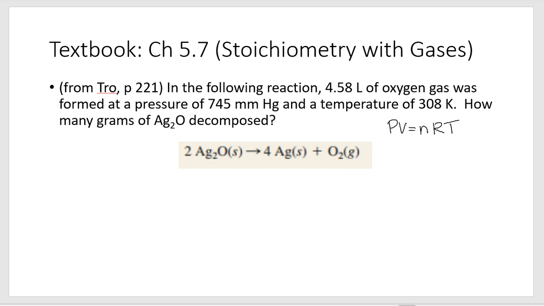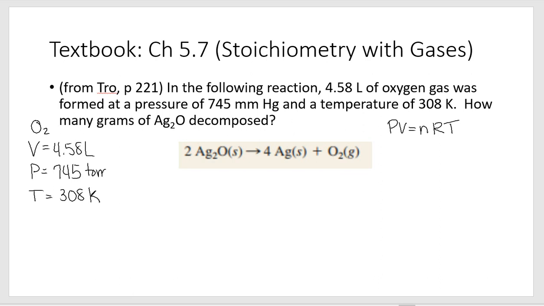So this example right here, we have a reaction involving a gas. We've got silver oxide decomposing to form solid silver and oxygen gas. We complete a reaction and we have a bunch of data here, so it's helpful to write down what we know. We collected some oxygen gas. That's our product. We know the volume of it is 4.58 liters. It was collected at a pressure of 745 millimeters mercury, which is the same as a torr. The temperature is 308 Kelvin. That's nice. It's already in Kelvin for us.